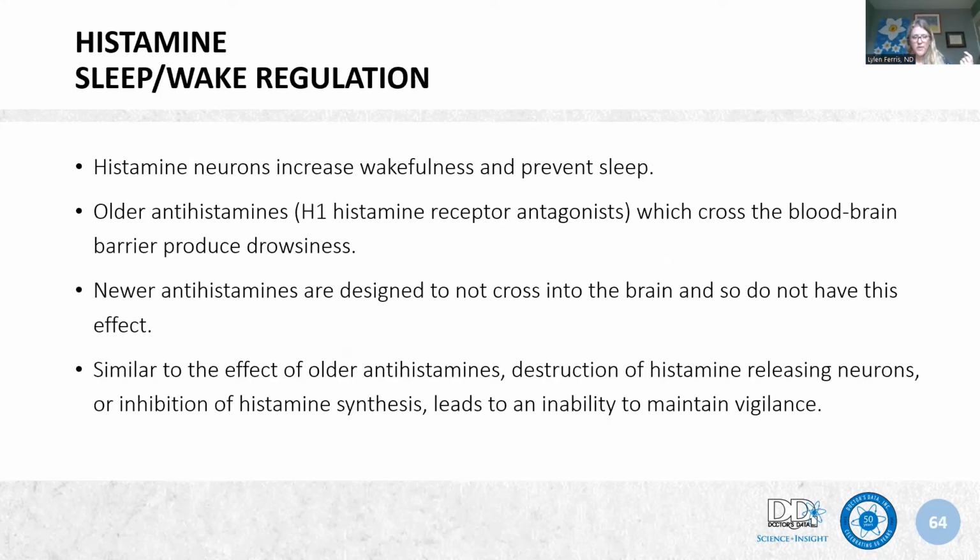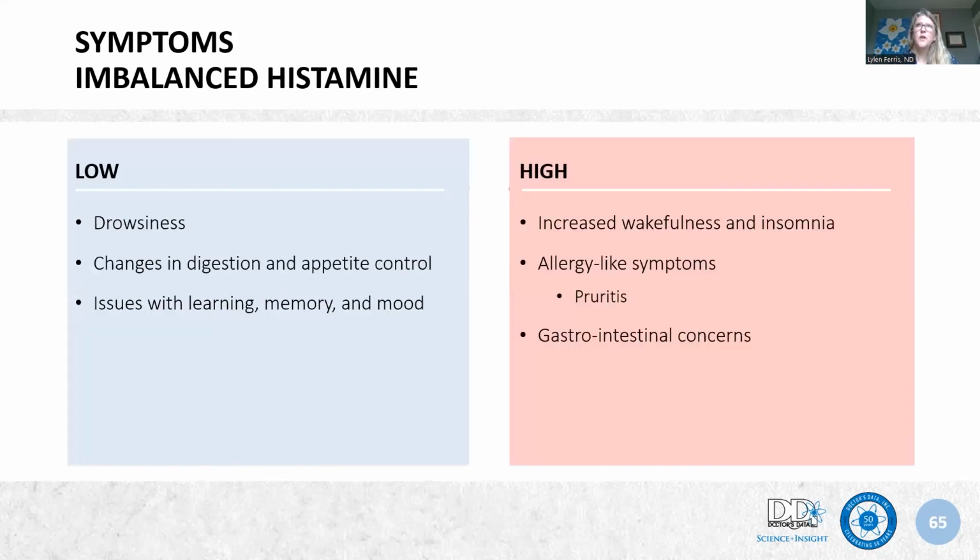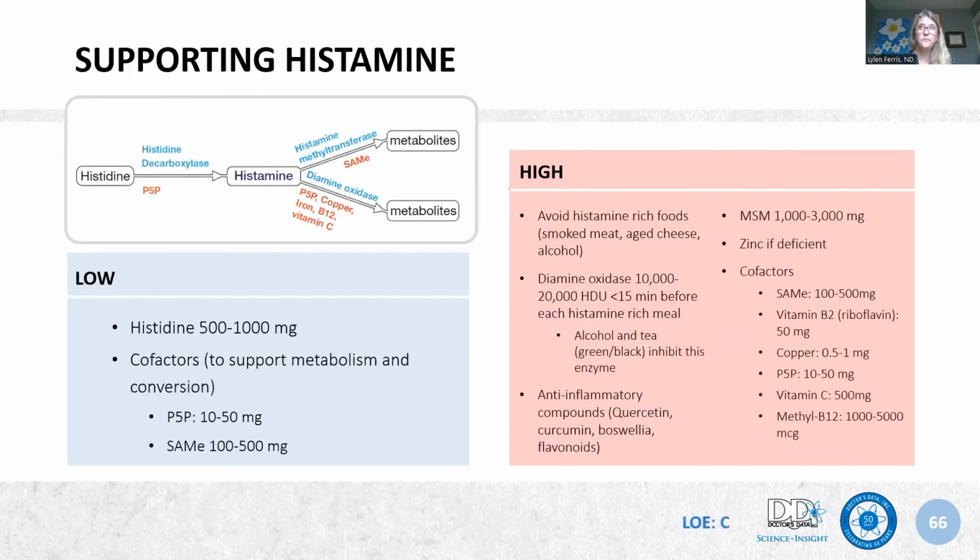Now, when we think about the neurotransmitter uses of histamine, I typically think of it in terms of its ability to impact insomnia because it increases wakefulness and prevents sleep. If histamine is low, we can see drowsiness, changes in digestion and appetite control, and issues with learning, memory, and mood. And then if high, like I said, increased wakefulness and insomnia is really the slam dunk here. But we could see symptoms that are typically happening outside of the CNS, things like allergy-like symptoms and then gastrointestinal concerns. And ideas for supporting low and high are here.